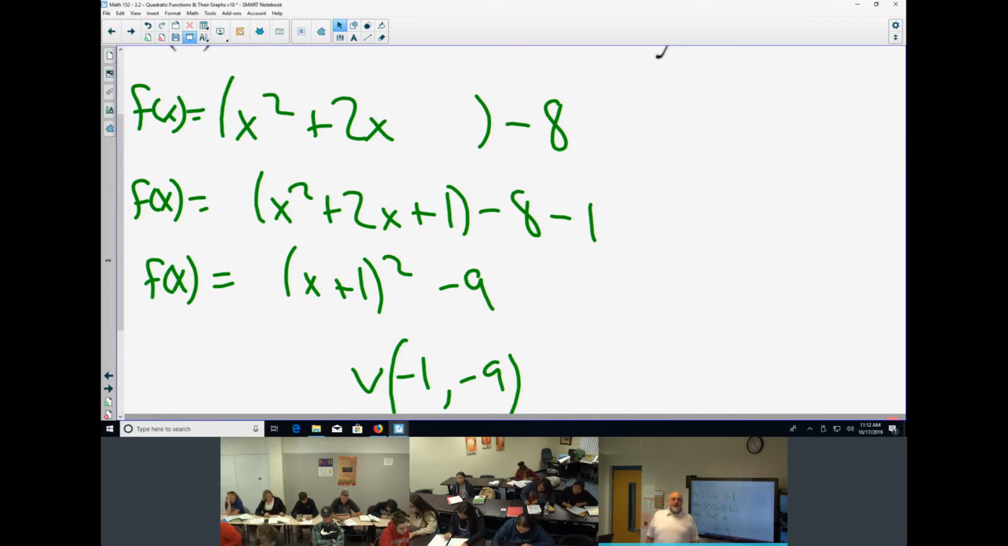So then to graph it, you graph that point, -1, 9, and then is your parabola opening up or down? Up. And it's about the same width as y equals x squared. So you just sort of fake it from there. All right, any questions?